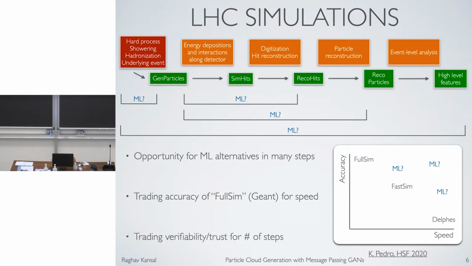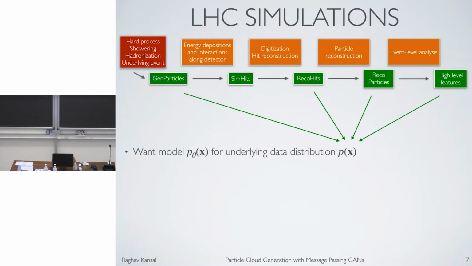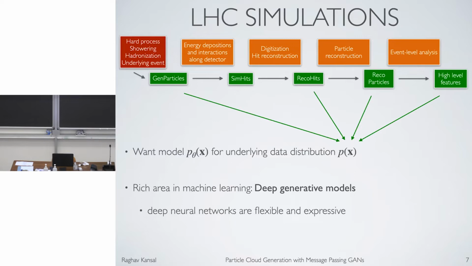We're also trading our trust or verifiability in this process by skipping a number of steps. If we went all the way to high level features directly, that'll be really fast, but would we really be able to trust that we're modeling those correctly? That's a very difficult question when we do a full end-to-end kind of thing. I'll try to touch on these things a bit, but I'll also define this problem in the statistical or machine learning sense very quickly, which is that we want to model our underlying data distribution, where our data can be any of these, depending on what we want to target. This is a rich area in machine learning of deep generative models, where we use deep neural networks because they're typically quite flexible and expressive, and we parameterize our model with high capacity deep neural networks.